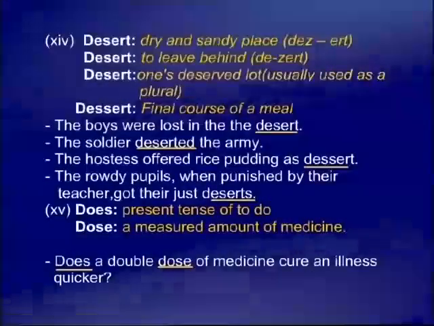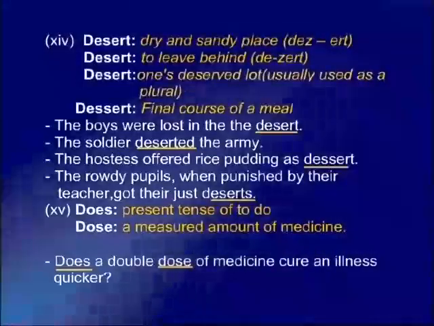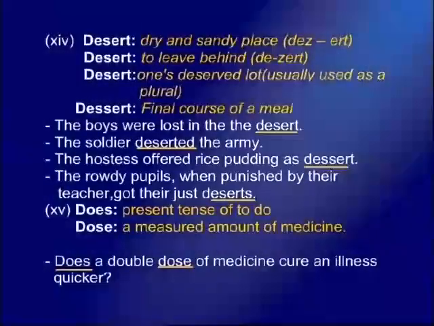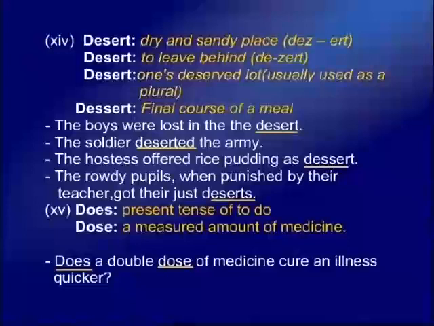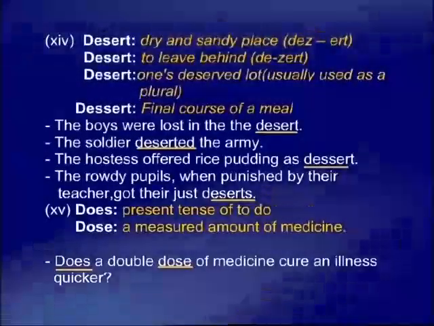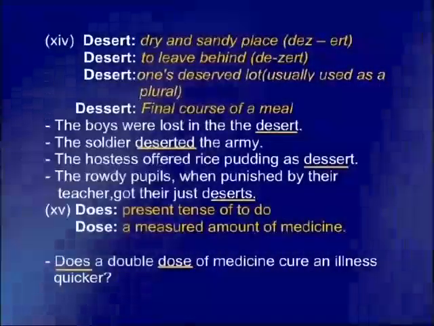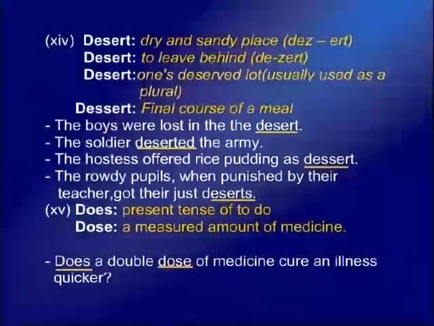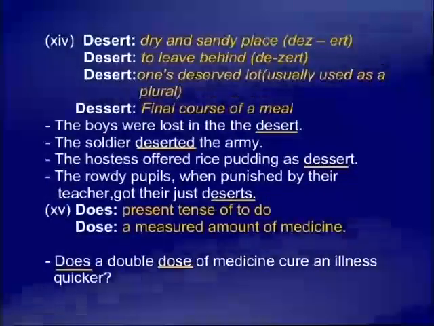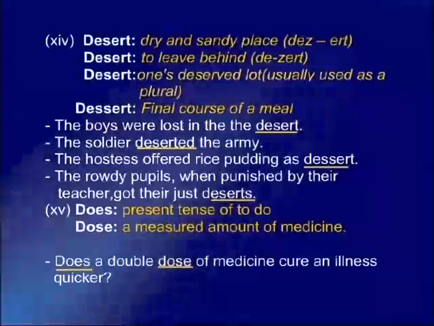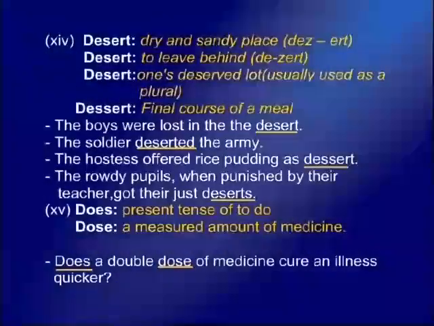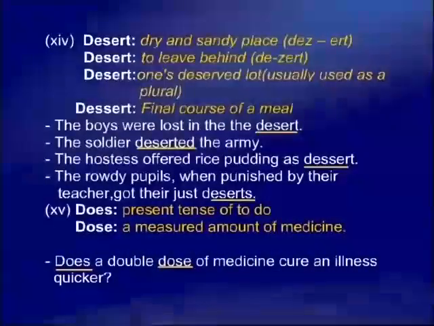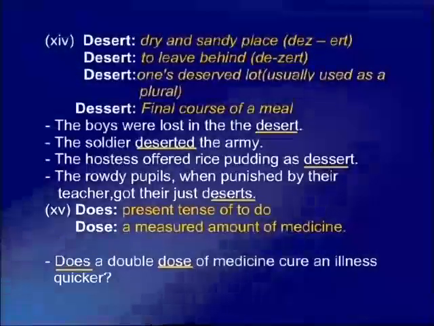The boys were lost in the Thar desert, the Thar sandy place in southern Pakistan. The other one, the soldiers deserted the army, meaning they left the army. And the third one, the hostess offered rice pudding as dessert, meaning as the final course.